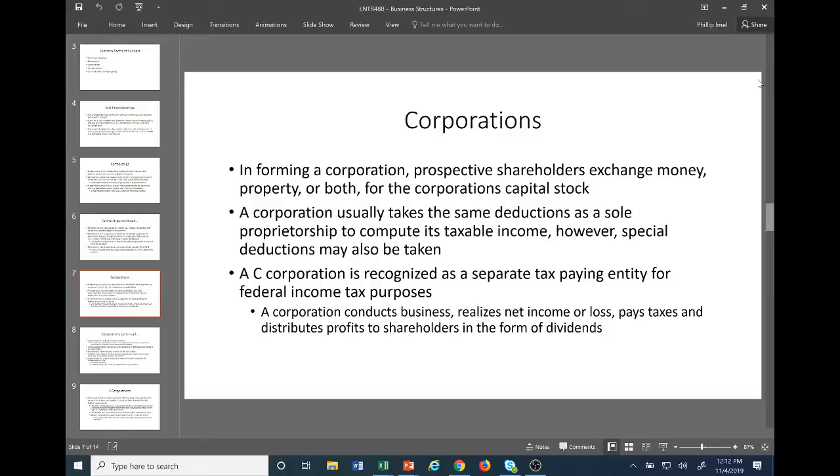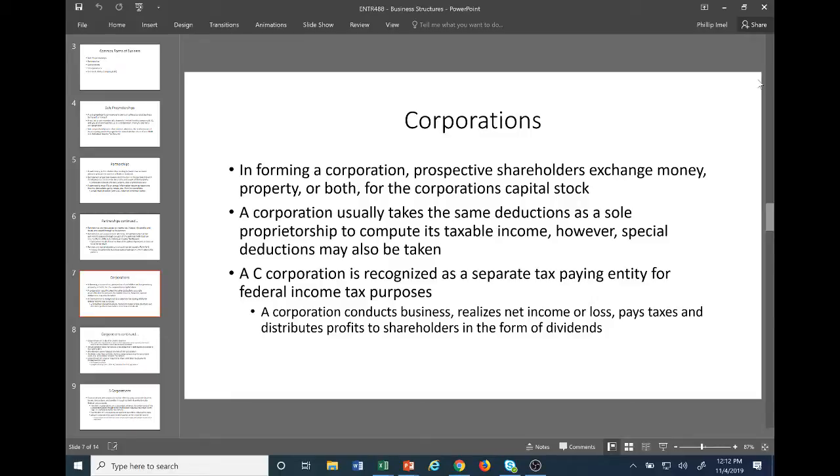Okay, so corporations is the next one. Obviously, in corporations, investors are going to invest either money or give land or both in exchange for a share of the company or some of the stock of the actual corporation. Corporations usually take the same deductions as sole proprietors to determine their net income, but they can also take other deductions that sole proprietors can't usually take.